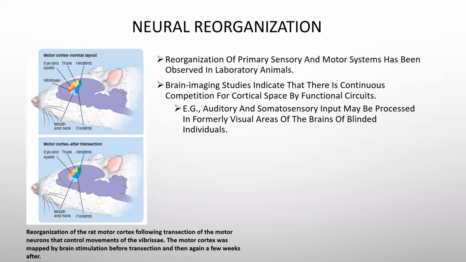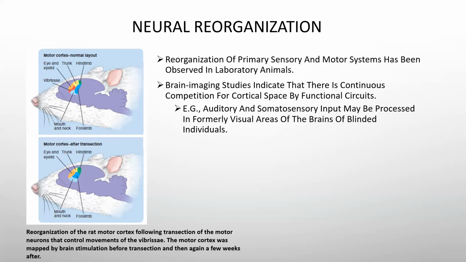Now, neuronal reorganization. Reorganization of primary sensory and motor systems has been observed in laboratory animals. The figure on the left-hand side at the top, motor cortex, normal layout. You have the hind limb, trunk, eye and eyelid, mouth and neck, forelimb. They're all separately colored, right? Now focus on the one in red, and that's the vibrissae. The vibrissae is basically the whiskers of a rat. So it's very sensitive. There's actually quite a bit of motor cortex devoted to it, and it makes sense for them to get around in their environment.